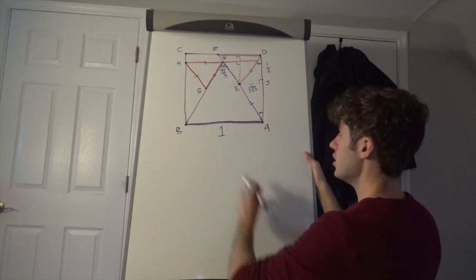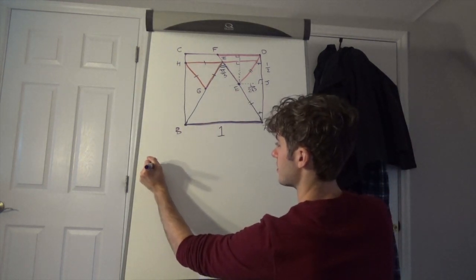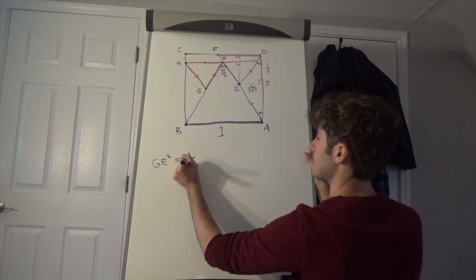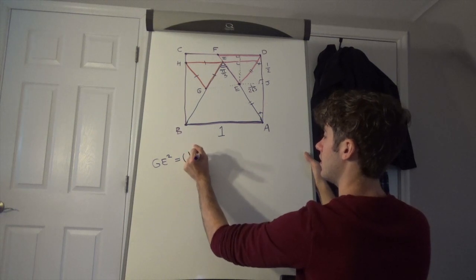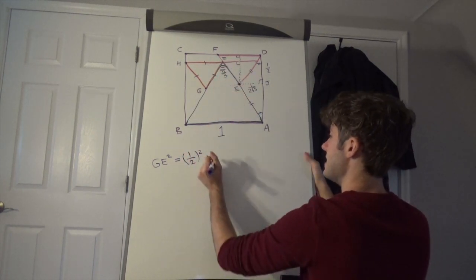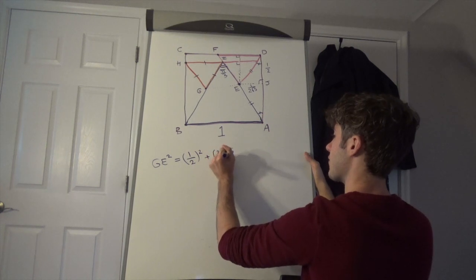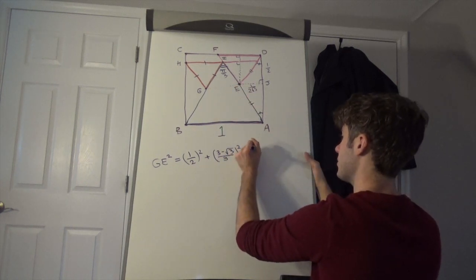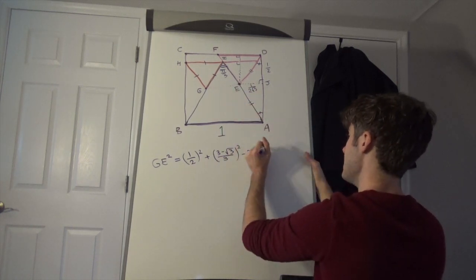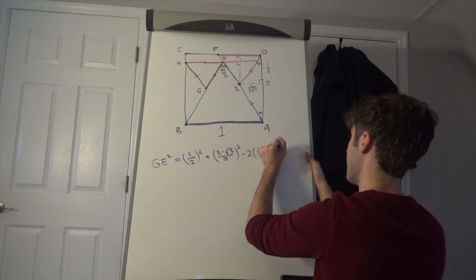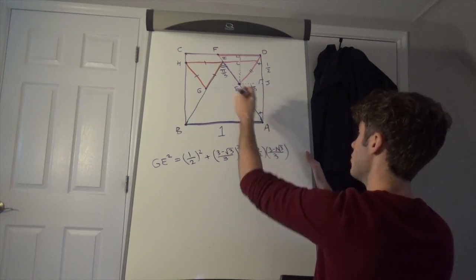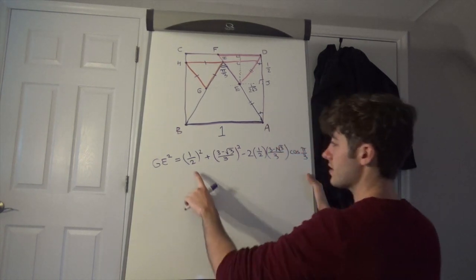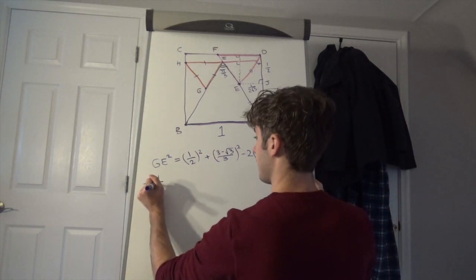We know that GE squared, the length of that squared, is equal to 1/2 squared, because that's the length of GI, plus the length of IE, which is 3 minus the square root of 3 over 3, all squared, and then it's minus 2 times GI, which is 1/2, times IE, which is again 3 minus the square root of 3 over 3, times the cosine of pi over 3. Now we can do some drastic simplifications. 1/2 squared is 1 over 4.